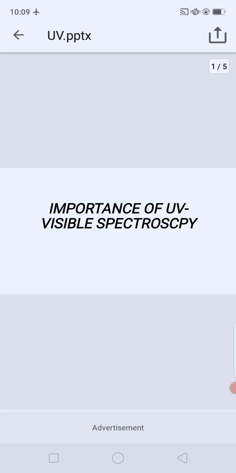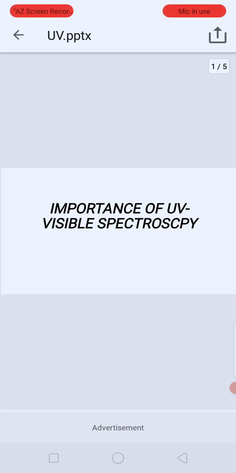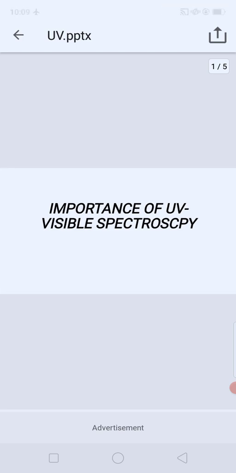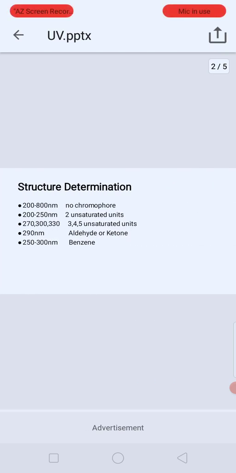Today we are going to discuss the importance of UV visible spectroscopy, or the application or significance of UV visible spectroscopy. As we know, there are numerous applications of ultraviolet visible spectroscopy. Some of the more important applications of this spectroscopy are discussed here. The first one is structure determination.